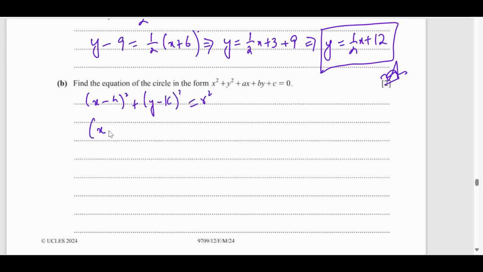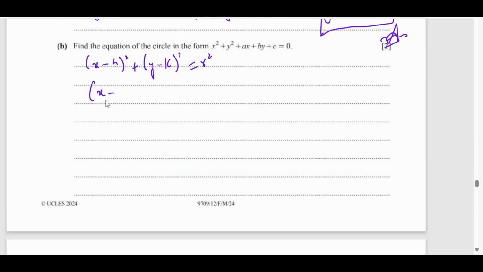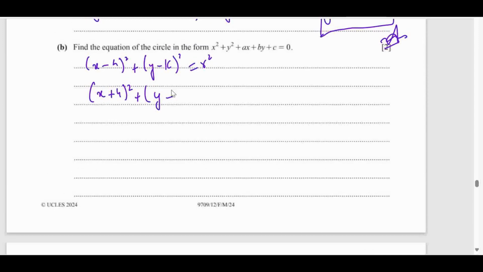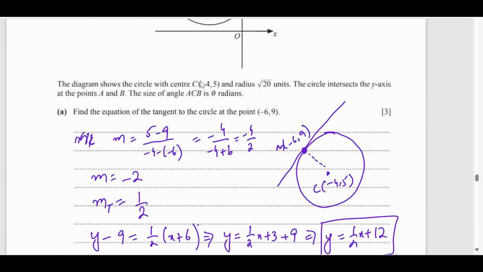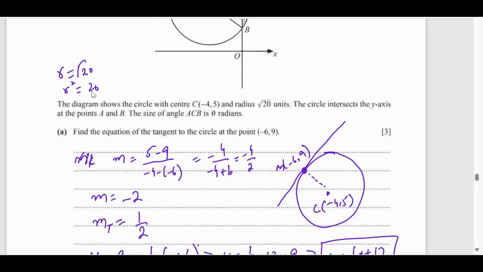Here the center x coordinate is minus 4, which means this will be (x plus 4) whole square plus (y minus k). Now the y coordinate is 5, so (y minus 5) whole square is equal to r square. The radius is square root of 20, which means r square will be equal to 20.